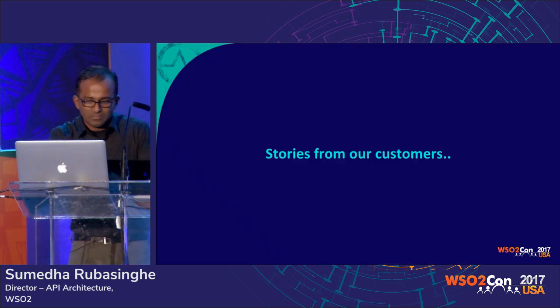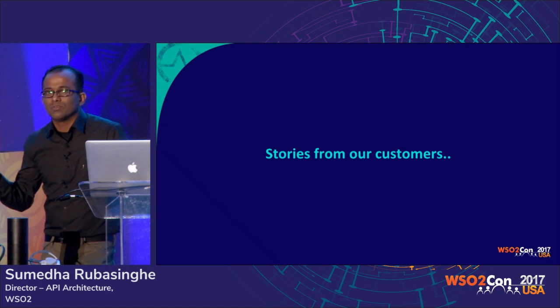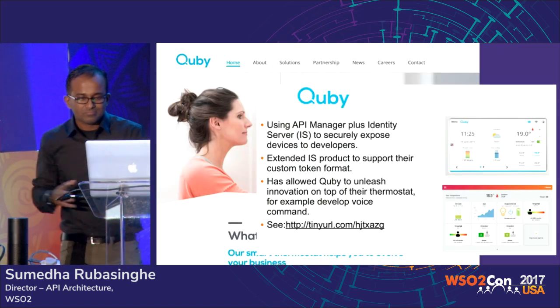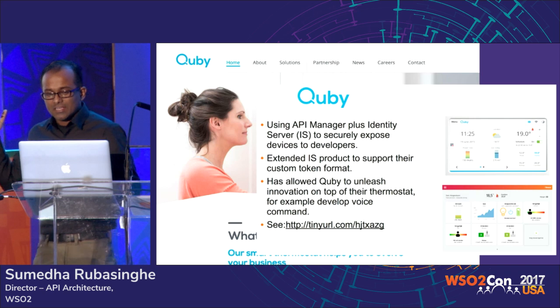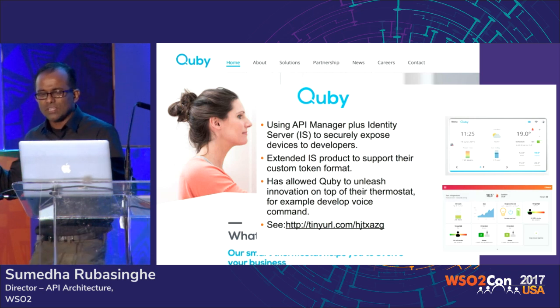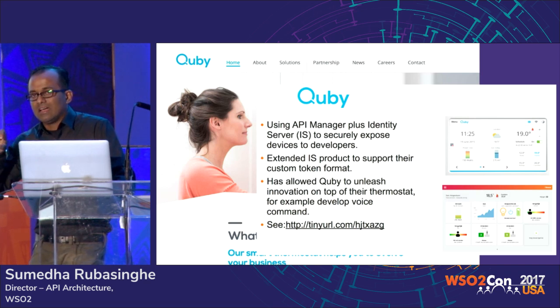Okay? Now there are customers of ours who have done this, so I thought of sharing five stories with you so that it helps give the message correctly. QB is actually a thermostat manufacturer, right? I'm not sure if there's anyone from QB here. Okay. So in this case, they are using WSO2's API management capabilities to expose the thermostat device, so that developers can write applications around it. And there's identity management as well, so that you control the identity, the authentication and the authorization for the thermostats.